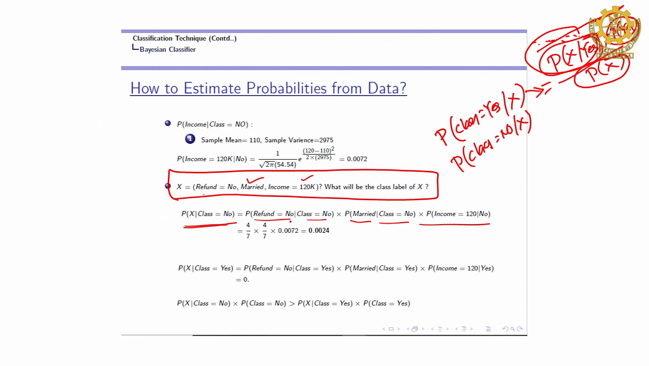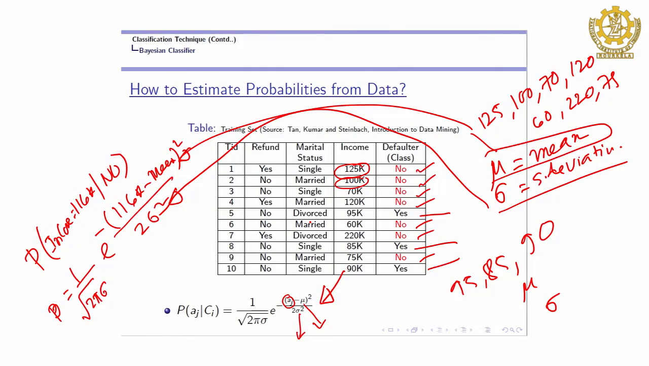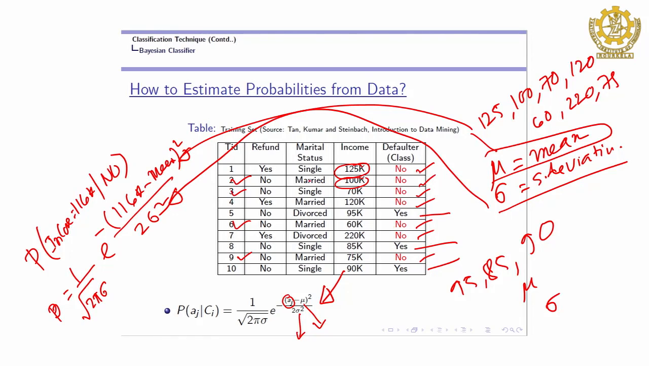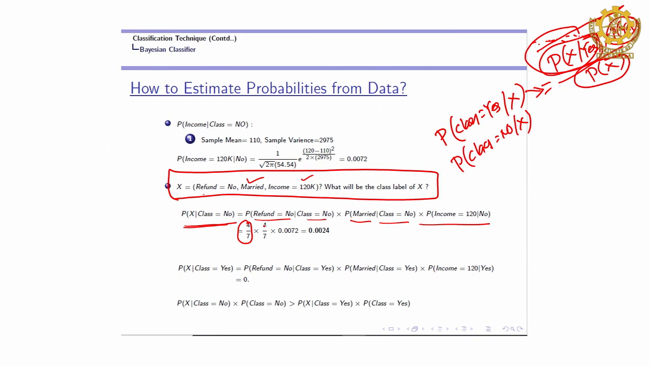Now compute the individual values. What is the probability of refund No given class No? Counting how many have refund No: 1, 1, 1, 1, that is 4, so refund No given class No is 4 out of 4. Similarly, for marital status Married given class No, you count how many are Married with class No: this is 4 out of 4 as well. And for income, we already computed that here, so we directly put this value.